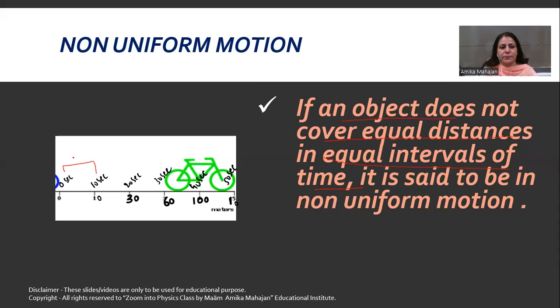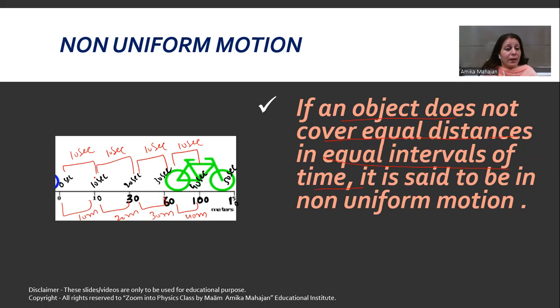अब यहाँ देखिए. For 10 seconds, the distance traveled is 10 meters. In the next 10 seconds, the distance traveled is 30 minus 10, 20 meters. In the next 10 seconds, the distance traveled is 60 minus 30, that means 30 meters. In the next 10 seconds, the distance traveled is 100 minus 60, which means 40 meters. So what is happening? Equal distances are not covered in equal intervals of time. The body is in non-uniform motion.